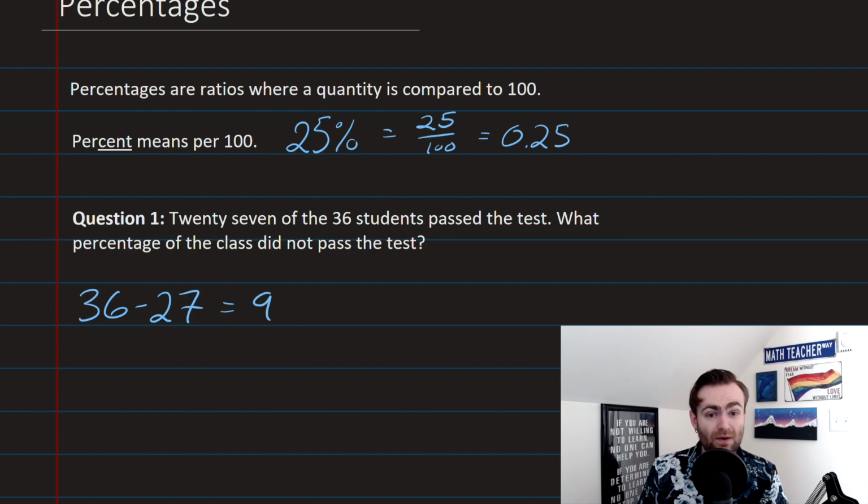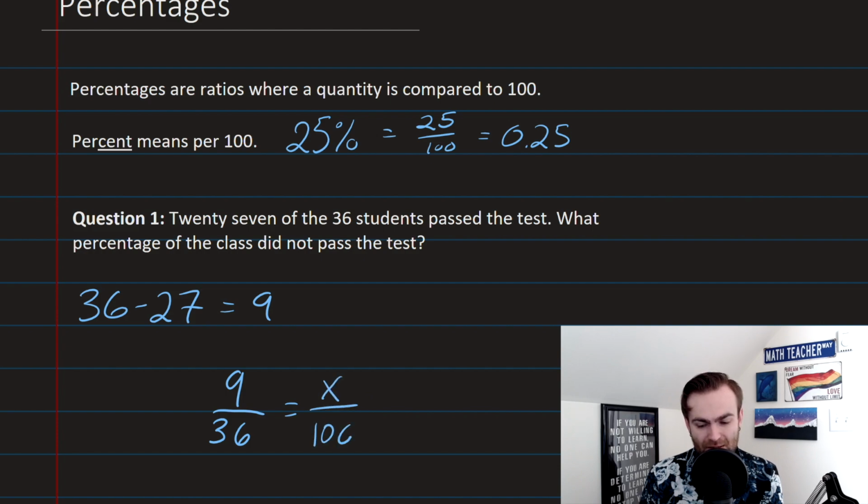So what we're going to do now is set up a proportion where we have a ratio equal to a ratio. We know that 9 students out of the 36 did not pass, and we want to figure out what number of 100 didn't pass. So we're comparing it to 100. So we need to solve this equation.